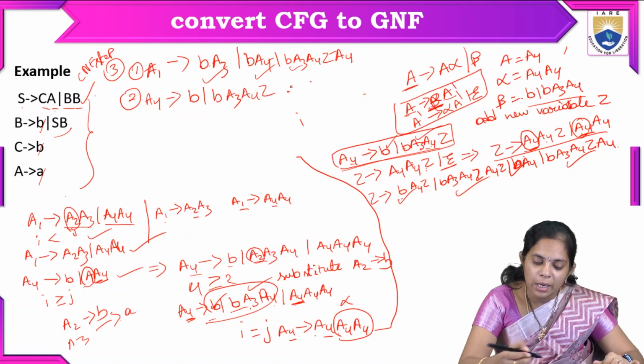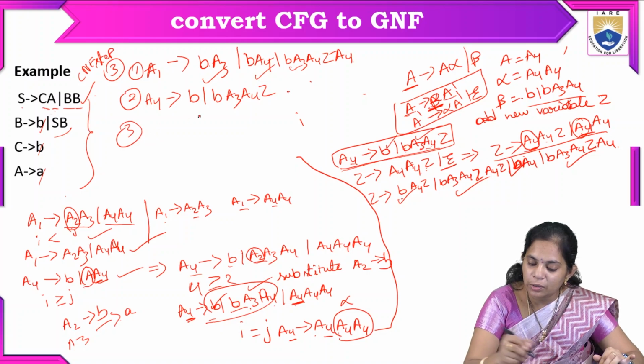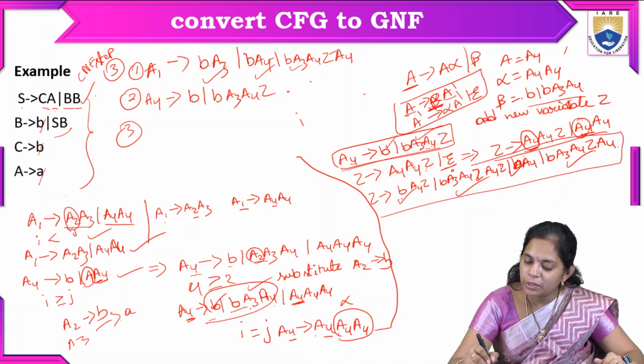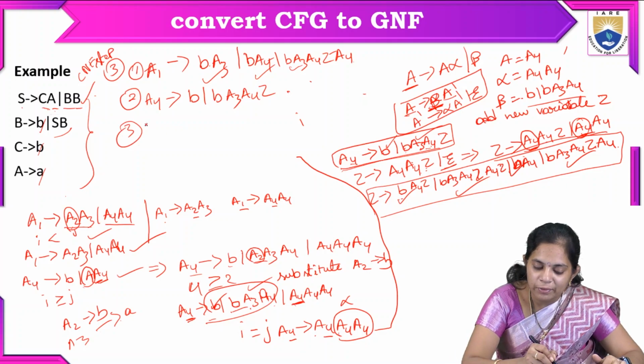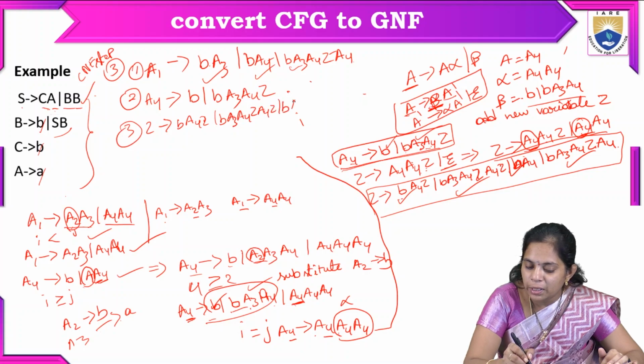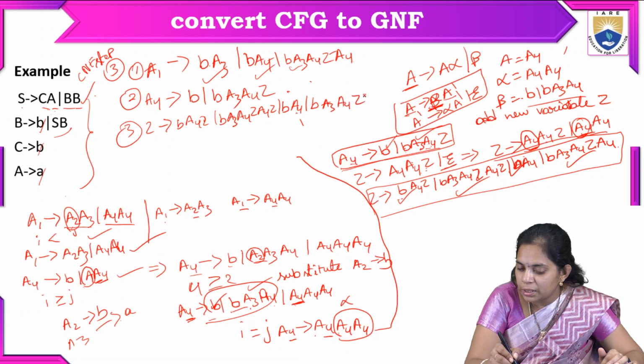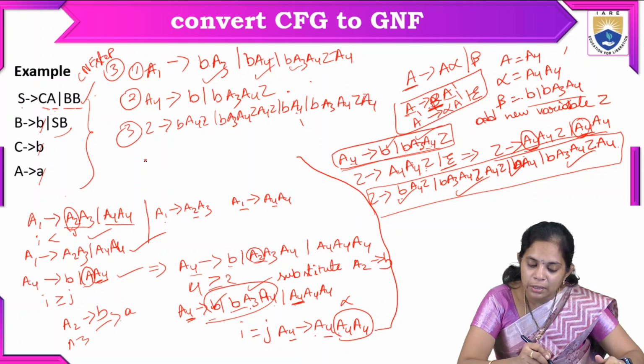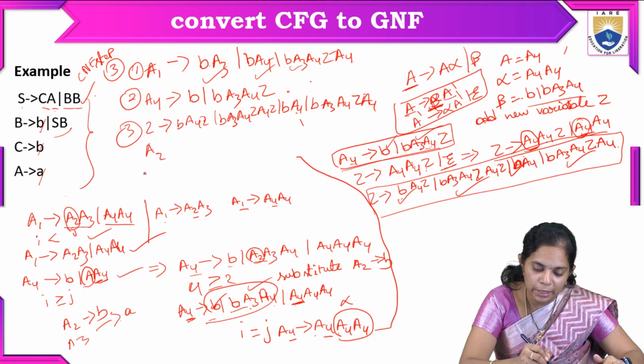And next, this third one, so Z we need to replace. Why? Because we introduced the new non-terminal. So Z we need to write. Z tends to B A4 Z and B A3 A4 Z, and B A4 and B A3 A4 Z A4. And coming to the values A2 and A3, so this is B and this is A.